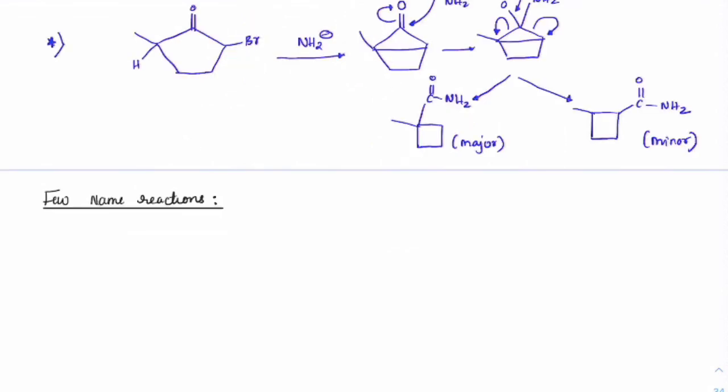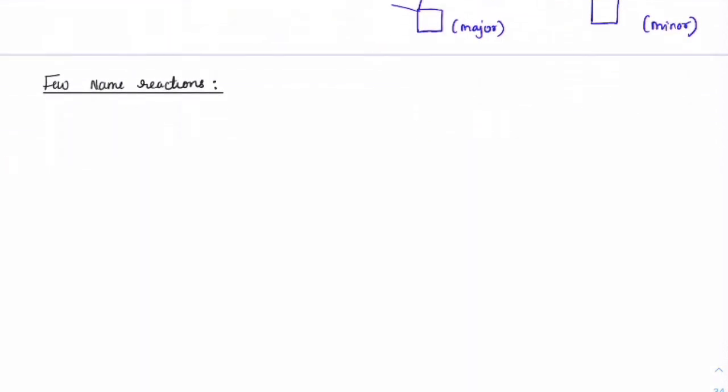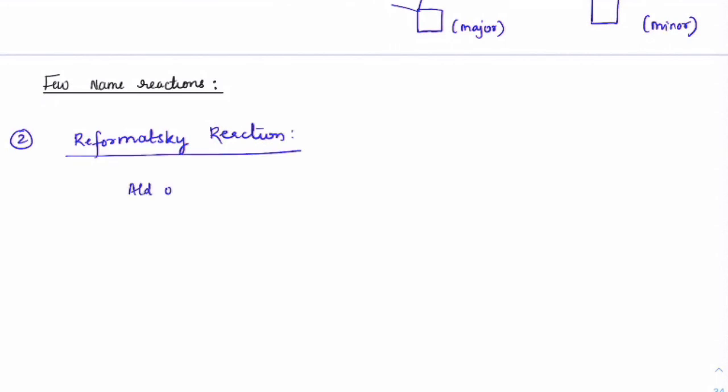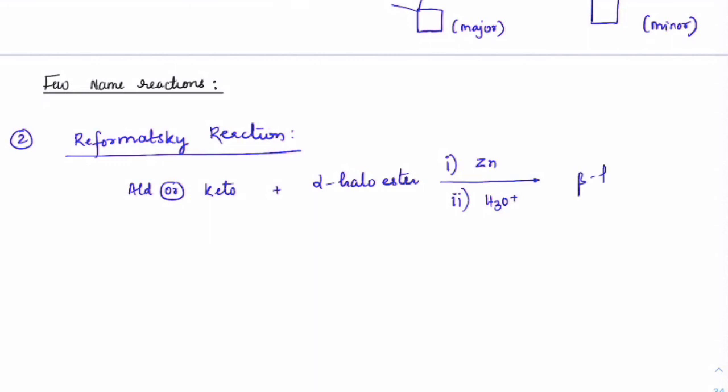See the next important name reaction. This name reaction is Reformatsky. Earlier we learned Favorskii and this is Reformatsky. In the Reformatsky reaction, we take an aldehyde or a ketone treated with an alpha halo ester. We need to have an ester group for sure. When you treat with zinc and hydrolysis, it would give us a beta hydroxy ester.